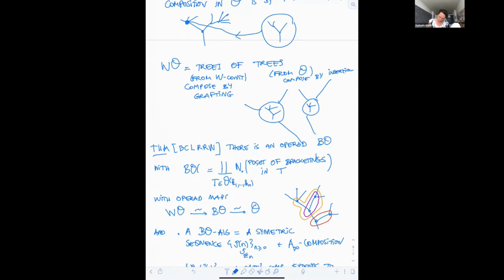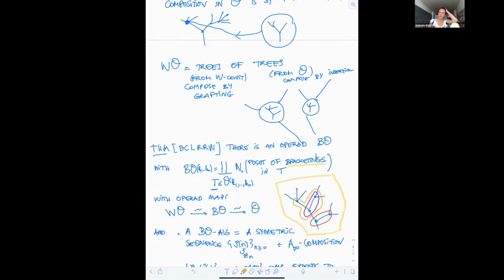Likewise, BO will be BO of K1, Kn. And what is it? Well, O is a discrete operad. For every element T in this discrete operad, I'm going to take a poset of bracketings of the tree. So if my tree is as I drew it here, then I can start putting brackets.